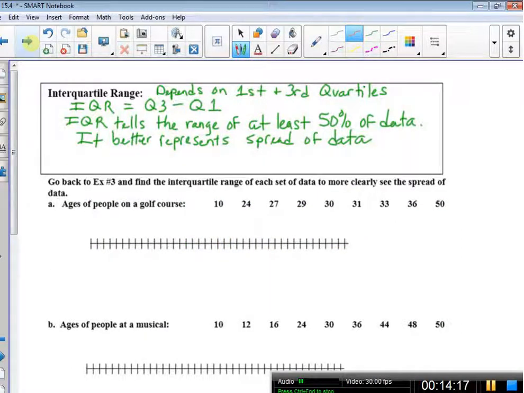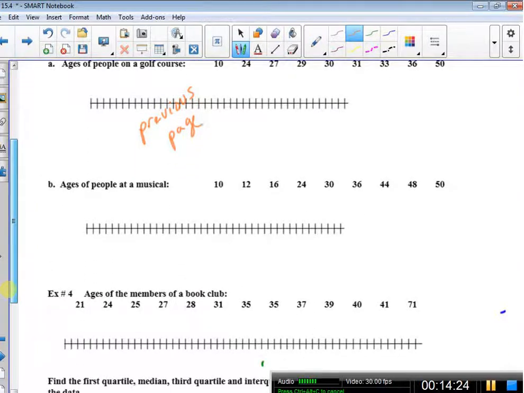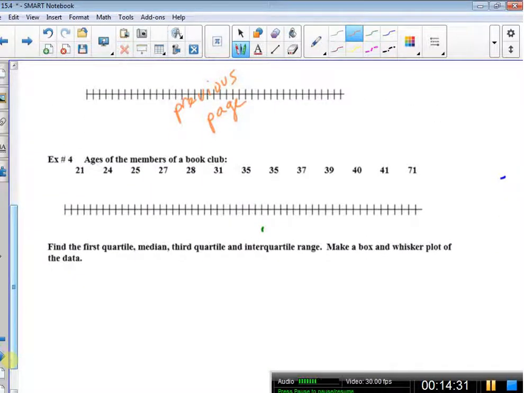So if we just looked at this on the previous page, it was easier to just go back there. Okay, so ages of members of a book club: find the first quartile, median, third quartile, interquartile range, and make a box and whisker plot of the data. All right, you can get the first quartile, third quartile, and median on the calculator like we did the other day. We'll practice that in a second. But first, let's do it by hand.